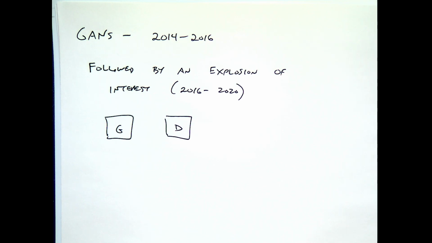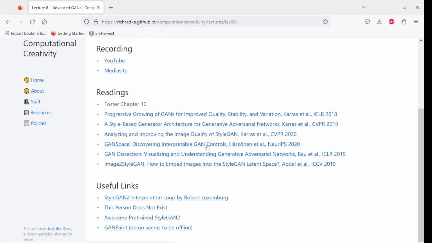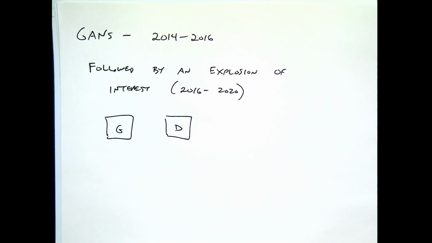And so let me just flip to the browser real quick. You can see that I've linked to all of the papers I'm talking about today in the reading section, and then also some useful links over here. And I believe that Foster chapter 10 is the chapter that covers some of these advanced GANs, but not everything that I'm talking about today is in that chapter.